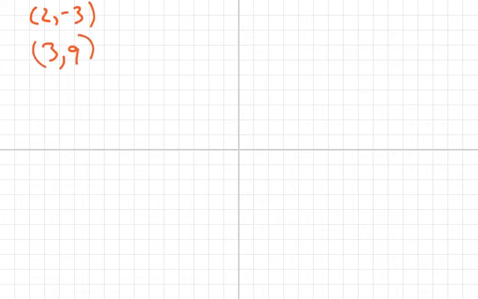Another way, remember you can always do this. If you get stumped, graph. So if I graph this, let me write the points again. So we have (2, -3), and then we have (3, 9). So 2, negative 3 would be right here, and 3, 9, here's 3, count up 1, 2, 3, 4, 5, 6, 7, 8, 9, 9 is right here, so (3, 9) would be right there.